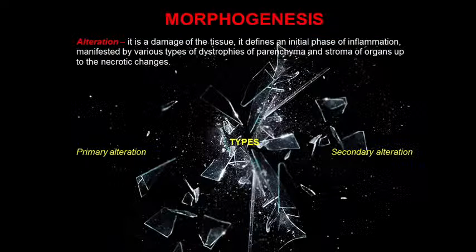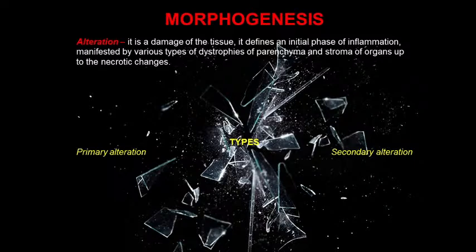In morphogenesis, there are 3 stages of inflammation, and the first stage of inflammation is named alteration. Alteration is damage of the tissue. It defines an initial phase of inflammation, manifested by various types of dystrophies of parenchyma and stroma of organs, up to necrotic changes. The initial phase of inflammation leads to the release of mediators that determine the subsequent development of inflammatory response. There are 2 types of alteration.